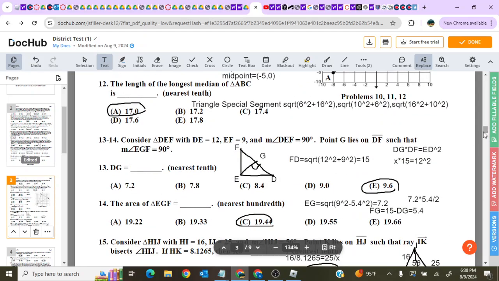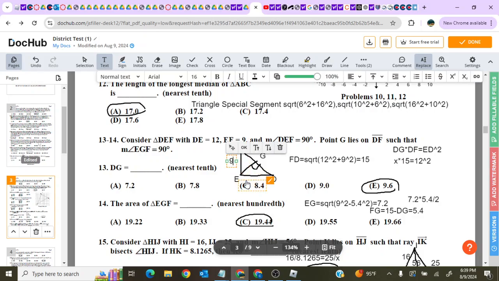Consider triangle DEF with DE equal to 12, EF equal to 9, and measure of angle DEF equal to 90. Point G lies on DF such that measure of angle EGF is equal to 90 degrees. DG is equal to what? So, I'll mark the side lengths here.